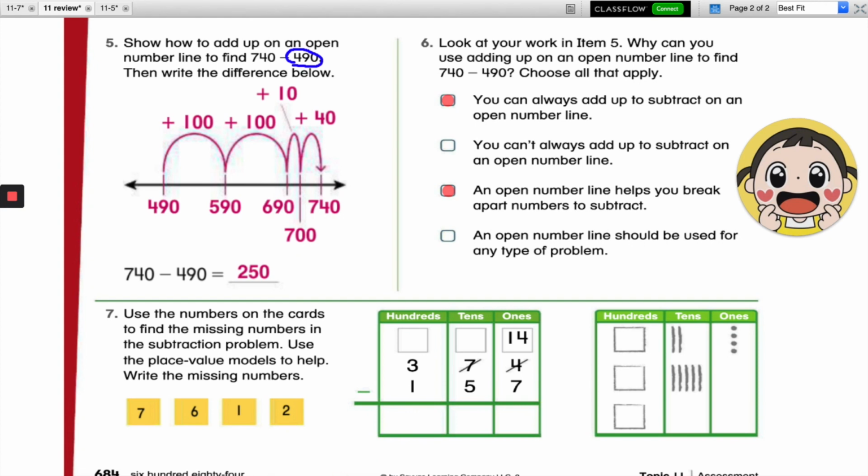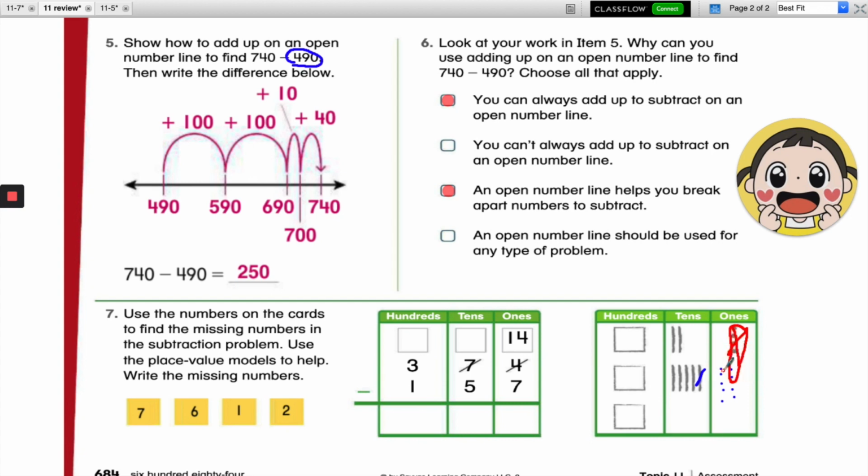Last one, number 7. Use the numbers on the cards to find the missing numbers in the subtraction problem. Use the place value models to help and write the missing numbers. So they drew a model and they also started this out for us and they regrouped 14 minus 7. If you were to show it on here, and then we would take 7 away. 1, 2, 3, 4, 5, 6, 7.